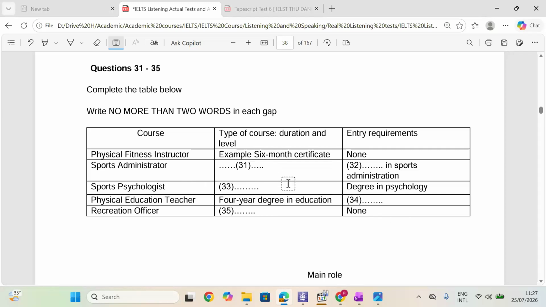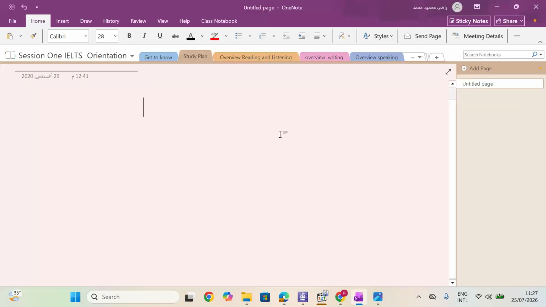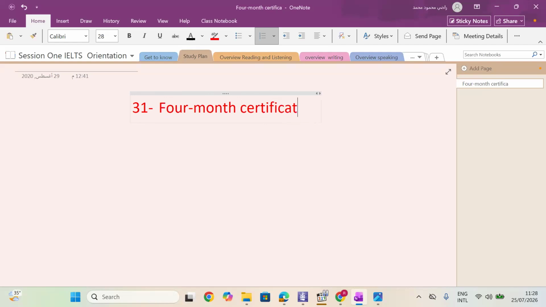No, it's 2. Because we're going to connect the 4 and month by putting a hyphen. When you come to write something like 4-month, you must use that hyphen. And when you use the hyphen, it's counted as 1 word. 4-month here is counted as 1 word. In IELTS, they count hyphenated words as 1 word. So write it like that, 4-month certificate.